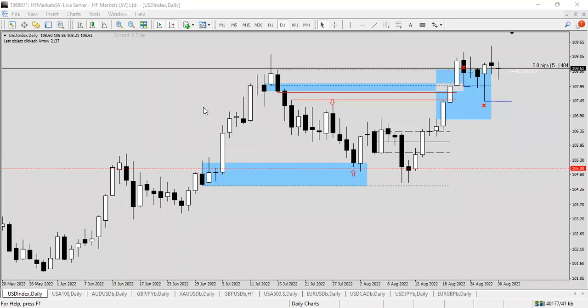Question in the chat. Can failure swings to opposing stop hunt become a dealing range? Yes, 100%.